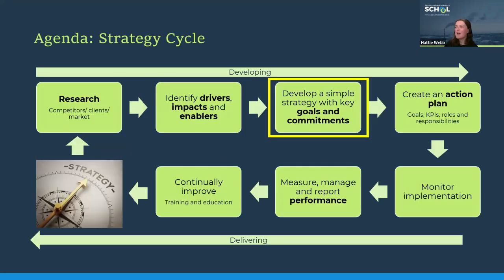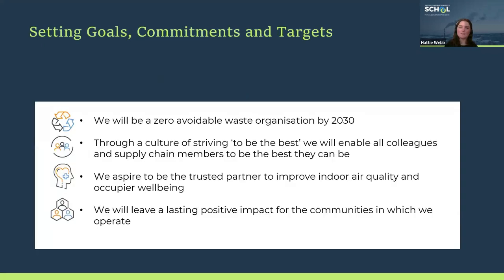Okay, great. So let's look at developing a simple strategy with key goals and commitments. This is an example from one of our clients, and these are some of their goals. They said they will be a zero avoidable waste organization by 2030. Through a culture of striving to be the best, they'll enable all colleagues and supply chain members to be the best they can be. We aspire to be the trusted partner to improve indoor air quality and well-being. We will leave a lasting positive impact for the communities in which we operate.